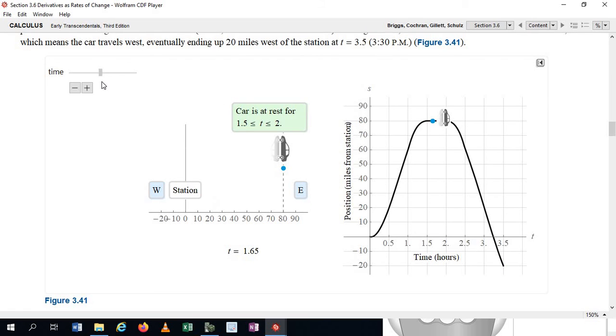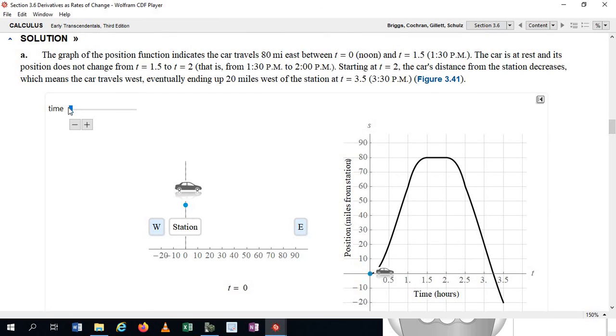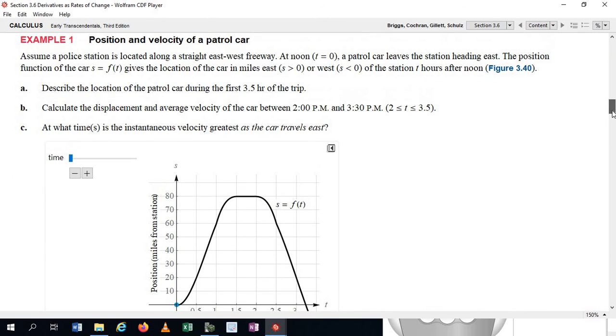Because it starts off at 80 and then it moves towards negative 20. So it's heading towards the negative direction as it does that. Right here it's at 80 and then it moves towards negative 20. As it's doing that, it's moving in the negative direction. And that's why the average velocity is negative instead of positive.